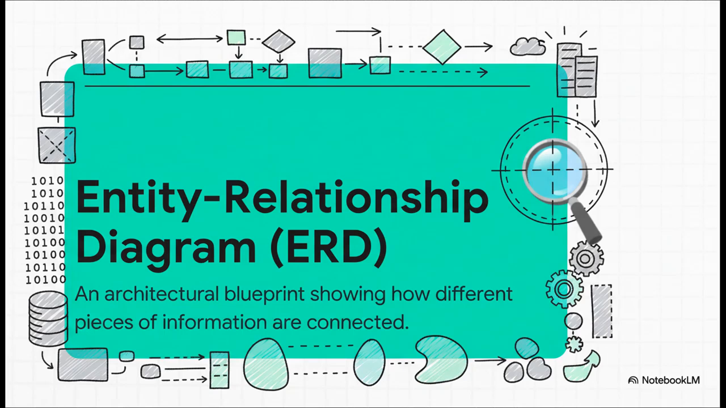And the tool for that job is this: an entity relationship diagram, or you'll hear it called an ERD. The absolute best way to think about it is as an architectural blueprint, but for information. It shows you the key things, we call them entities, and exactly how they relate to one another.